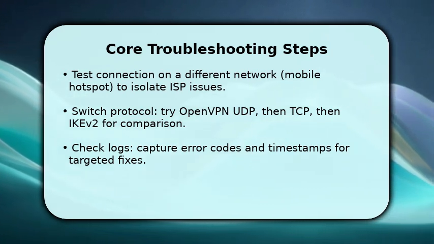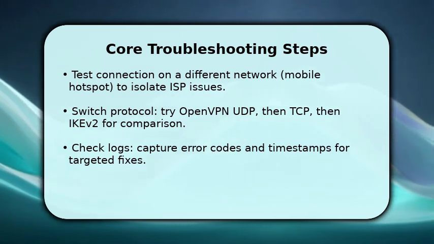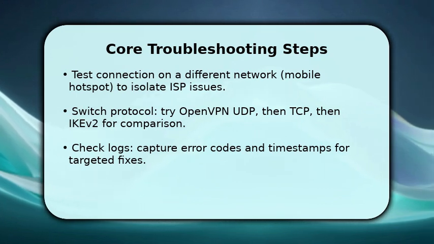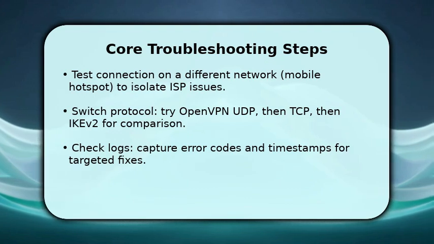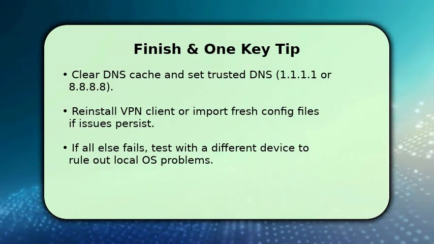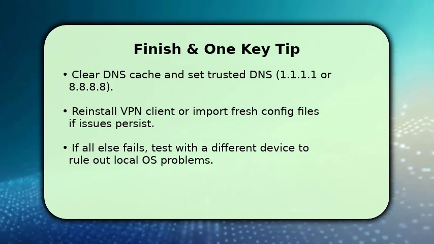Finish by flushing DNS and assigning a reliable DNS like 1.1.1.1 or 8.8.8.8 so name resolution won't break the tunnel. Then reinstall the VPN client or re-import clean config/profile files to remove corrupted settings.